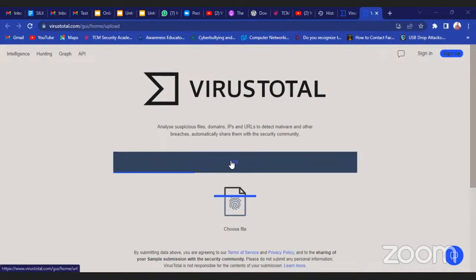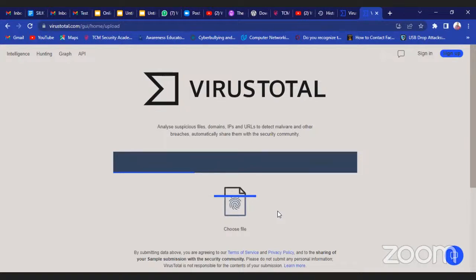So VirusTotal analyze. You can see here is a file. If it is a file you have already downloaded and you're suspicious about it, you can upload the file here. If it is a URL, a link, you can upload it here. And if it is something that is not there and you want to search, you can search for it. And then VirusTotal will analyze it for you and it will tell you that this is suspicious.